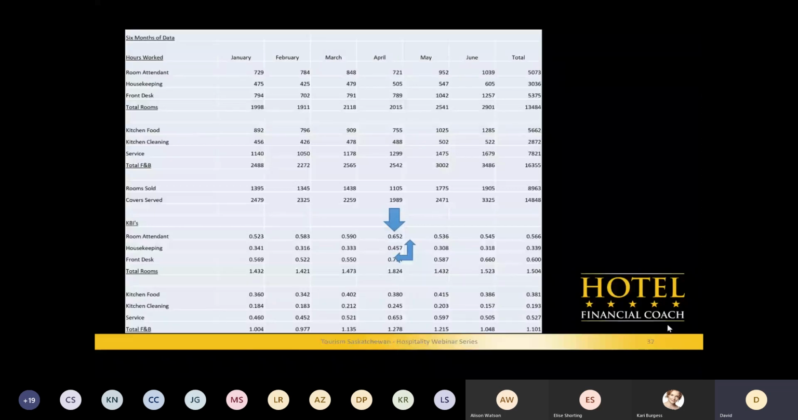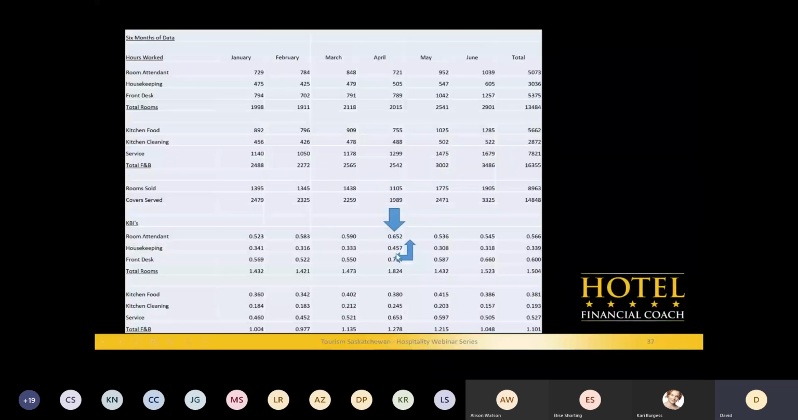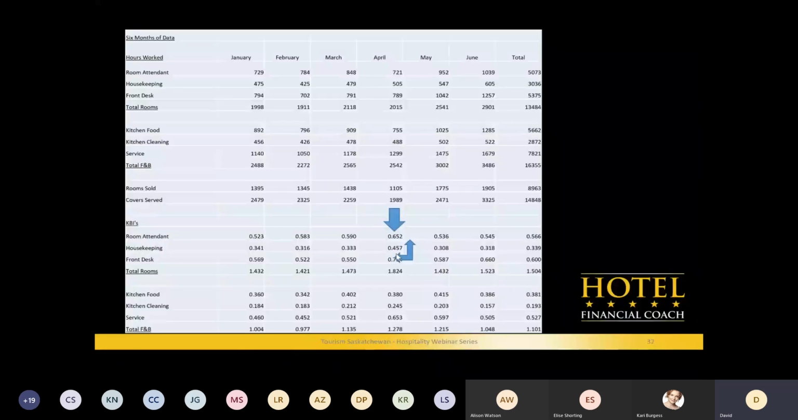But the same month last year, it has the same weather. It has typically the same holidays. Easter maybe earlier or later, but things kind of mirror themselves year over year. So guess what? Here's the revised schedule, and it's actually after the fact. And we've gone back in and we've put in the actual number of rooms occupied, removed the forecasted. And here is where shifts have been either removed or altered. And we end up with a productivity of 0.649 and 0.449. And looking back on what the target was, 0.652 and 0.457, we beat it in the room attendant department, and we also beat it in the housekeeping department.